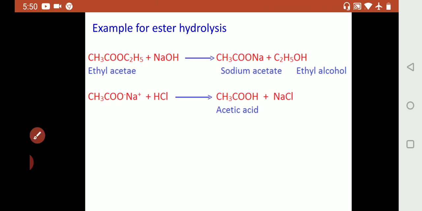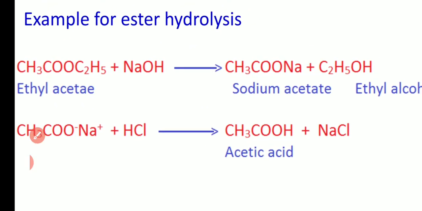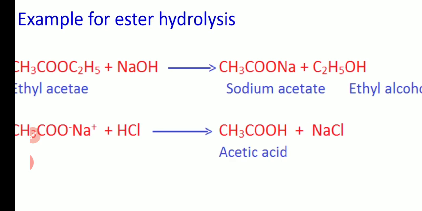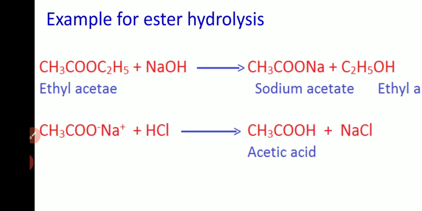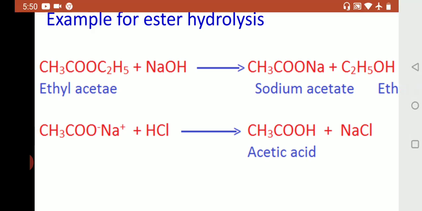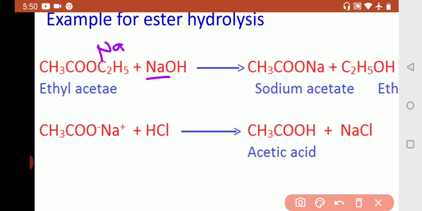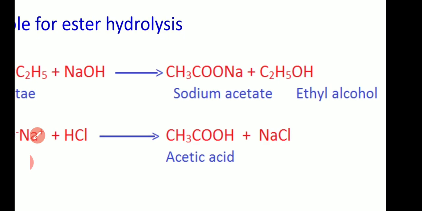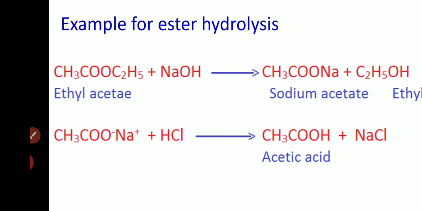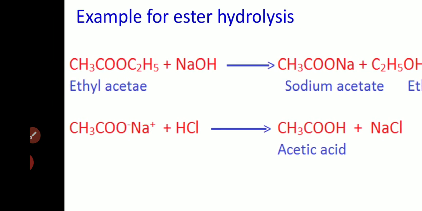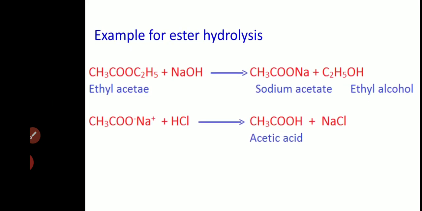It reacts with sodium hydroxide to form CH3COONa. That is, this Na is substituted in place of C2H5, and this C2H5 is combining with OH to form what? Ethyl alcohol and sodium acetate, CH3COONa. Now this CH3COONa, which is a salt of carboxylic acid, its name is sodium acetate.